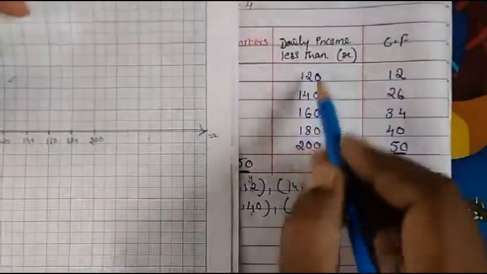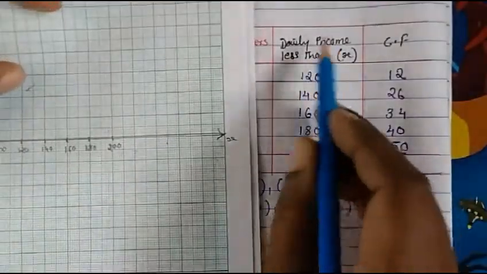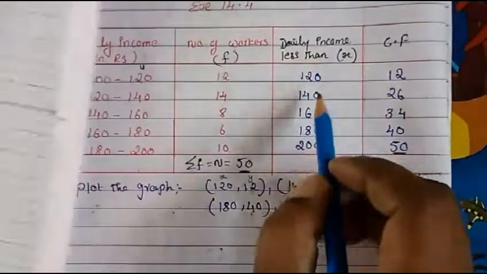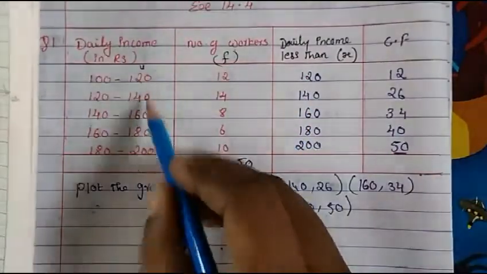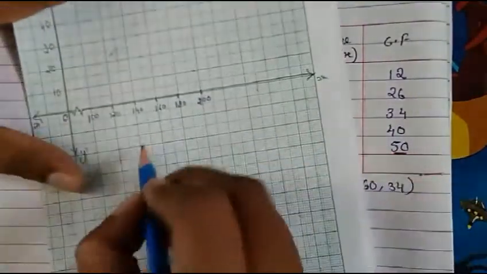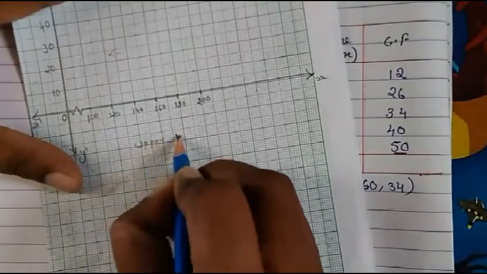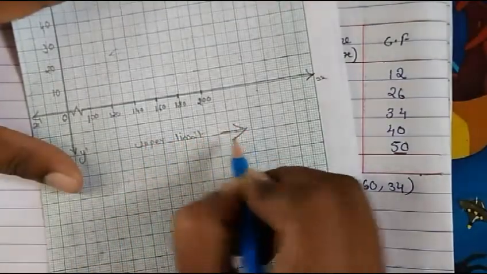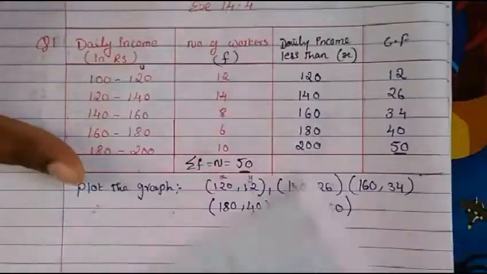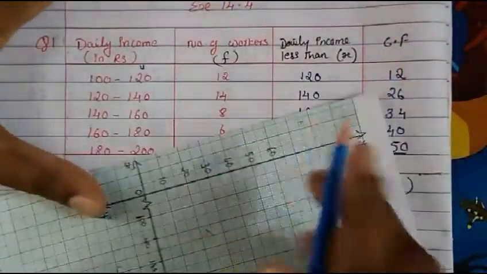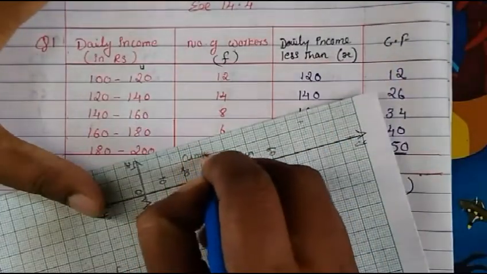Now on the X axis, what we are taking is daily income less than; either you write this or you can write that all the values are upper limits. So you can write upper limit on the X axis, and on the Y axis it is always CF, so cumulative frequency.